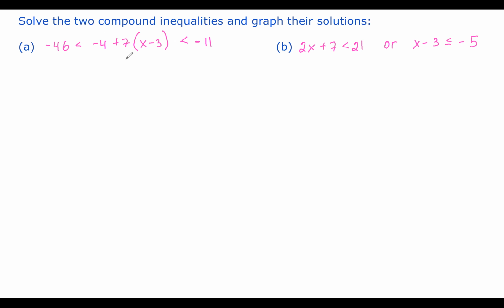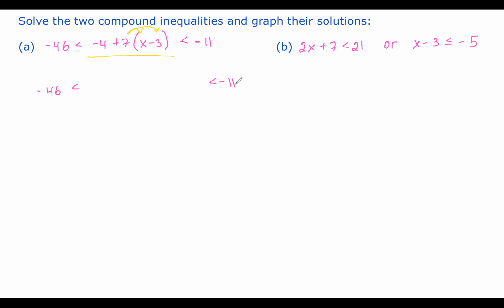So the first suggestion I would do is look at this middle, use the distributive property to open the parentheses, and then combine like terms. So work only on the middle, okay? I'll rewrite the sides meanwhile. Negative 46, and then negative 11. Okay, so take your time to work on the middle. And let's see what you're getting there.